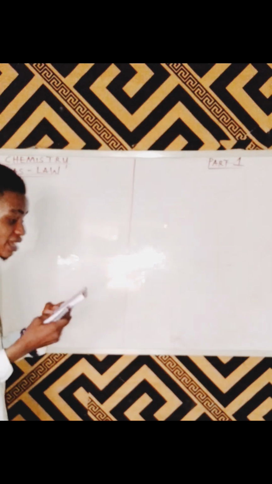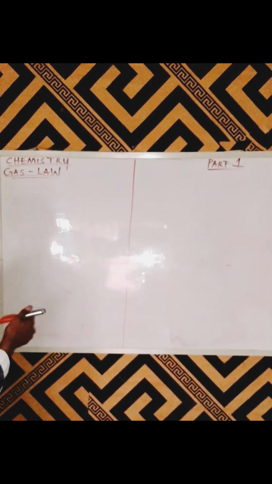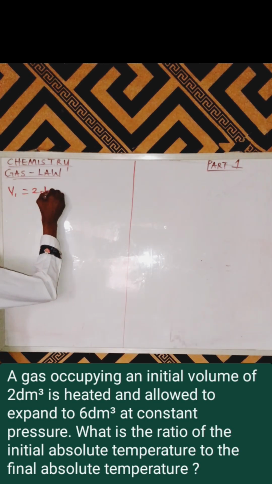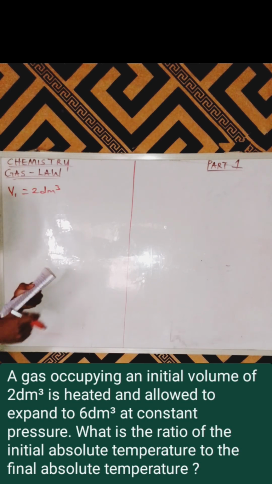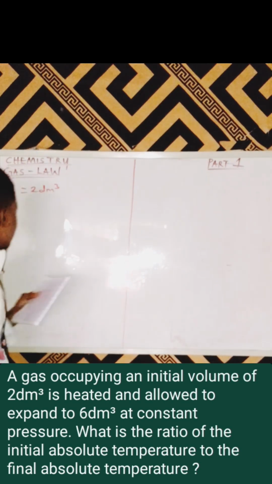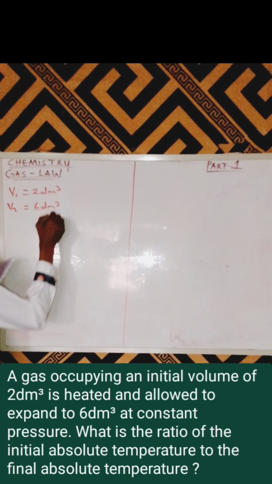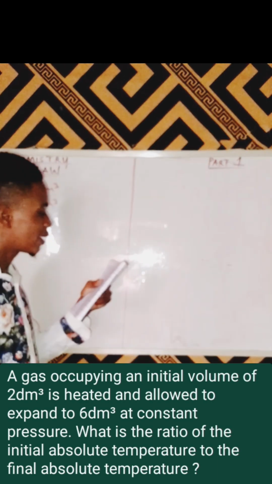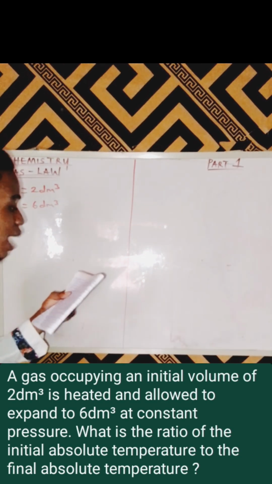They said here that a gas occupying an initial volume of 2 dm cube. So initial volume, V1 is equal to 2 dm cube. Is heated and allowed to expand to 6 dm cube. So V2 here is equal to what? 6 dm cube. Yes, at constant pressure. Okay, nice. They ask what is the ratio of the initial absolute temperature to the final absolute temperature.